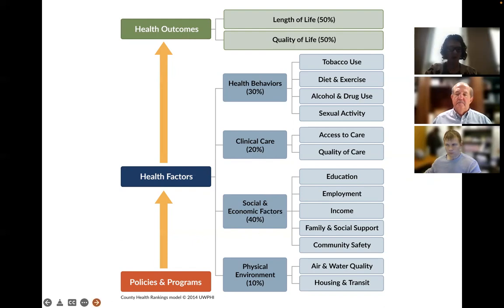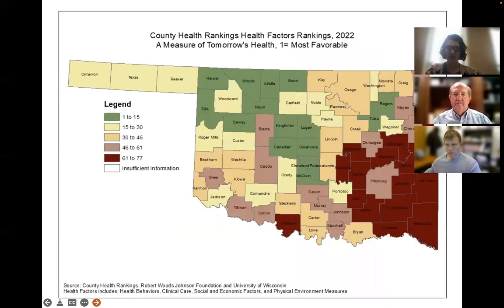And so here is what our maps look like. This is health factors. What does tomorrow's health look like? You can really see those social and economic factors come out in this map. If you recall previous slides, if we put the unemployment map over this one, it would look pretty similar. And so we see those social and economic factors really come out.